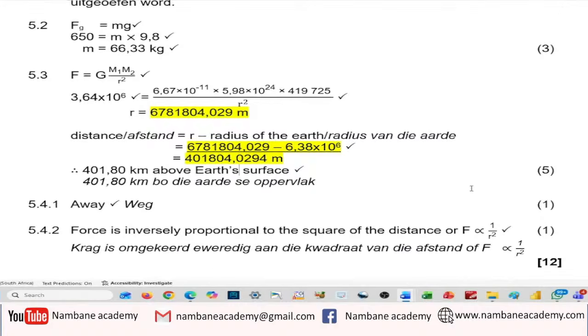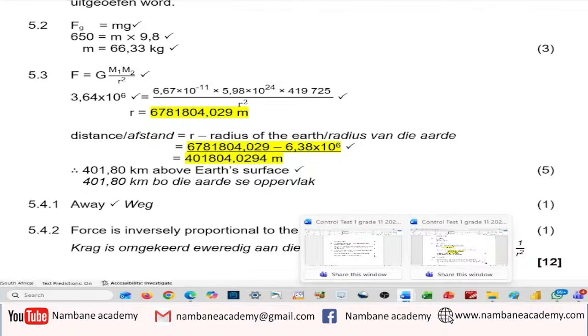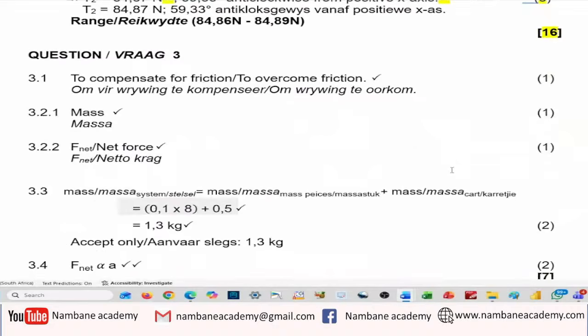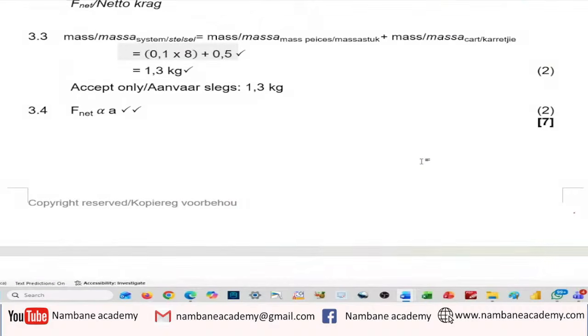Can you just go back to question 3.4 a little bit? If a learner says acceleration is directly proportional to the net force, will that be acceptable? In symbols, yes. A directly proportional to F net, yeah, we will accept.